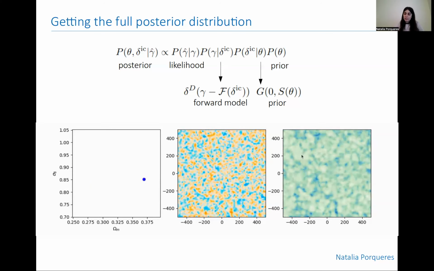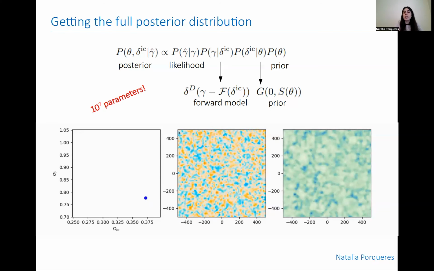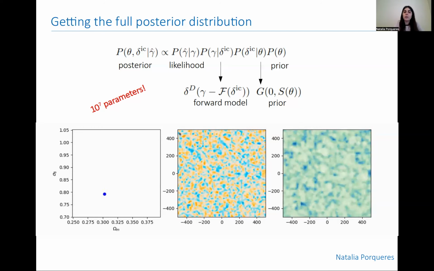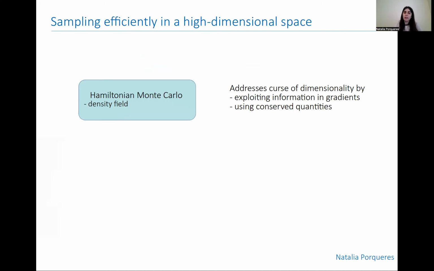As you probably anticipated, sampling the initial conditions is a very challenging problem because it means we are dealing with millions of parameters. We want to know the value of the density field everywhere in this image. That means the value of the density in each pixel is a parameter that needs to be sampled. So in a normal analysis, we are dealing with millions of parameters, and to be able to do this in an efficient way, we use Hamiltonian Monte Carlo techniques.